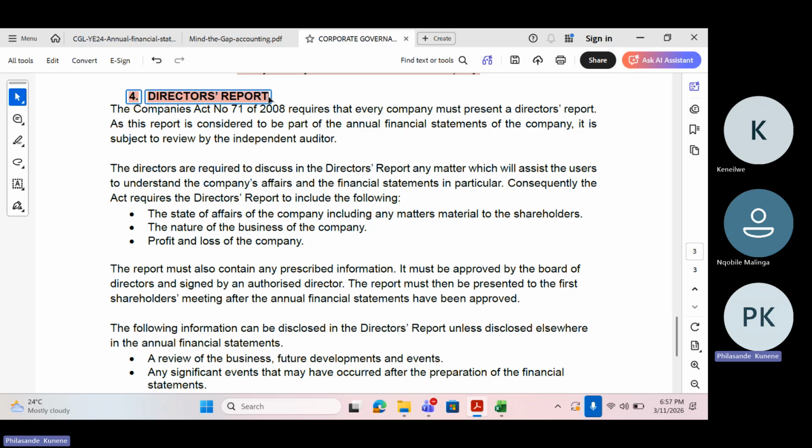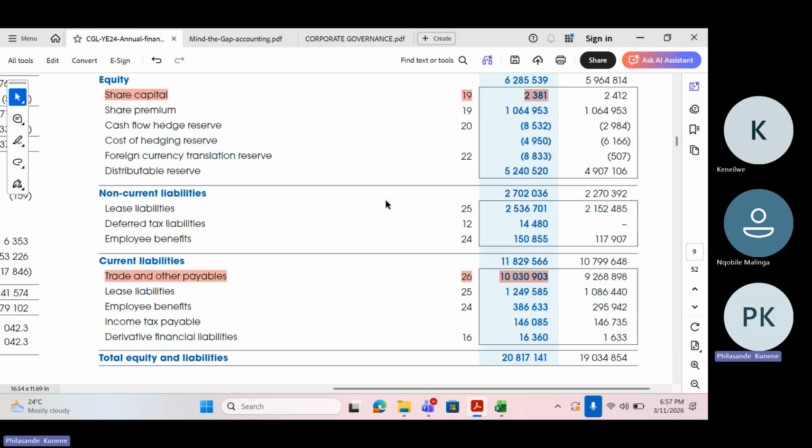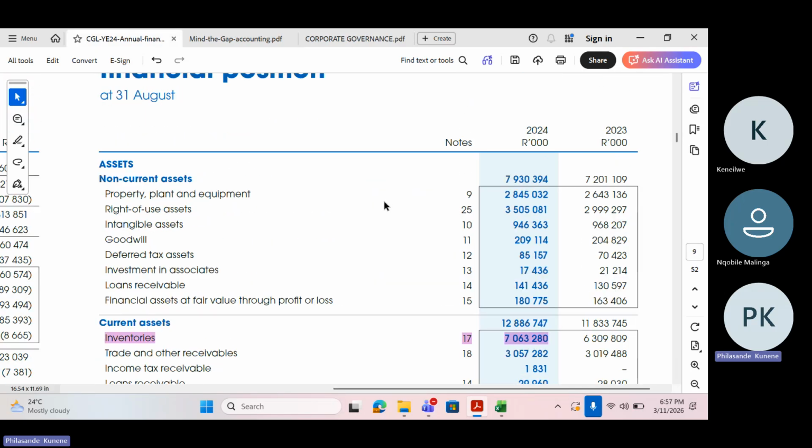The directors must provide a report on that. How did the company perform during the year? What were the struggles of the company? All those things. The Companies Act 71 of 2008 requires that every company must present a director's report, as this report is considered to be part of the annual financial statements of the company. It is subject to review by an independent auditor. Because here, this director's report is going to state that we made a revenue of 5 million. I will have to check as an auditor whether they are correct or lying if they say that.